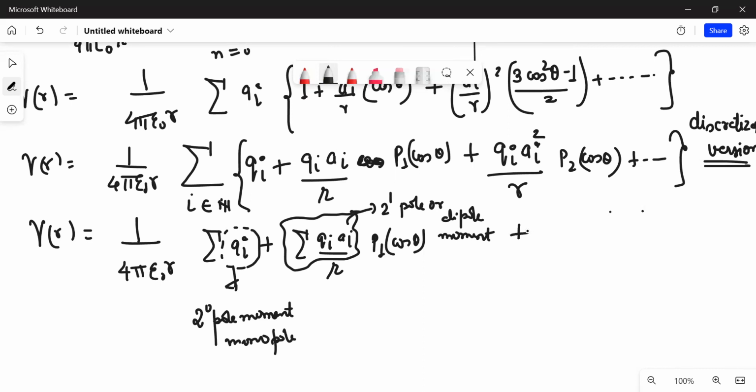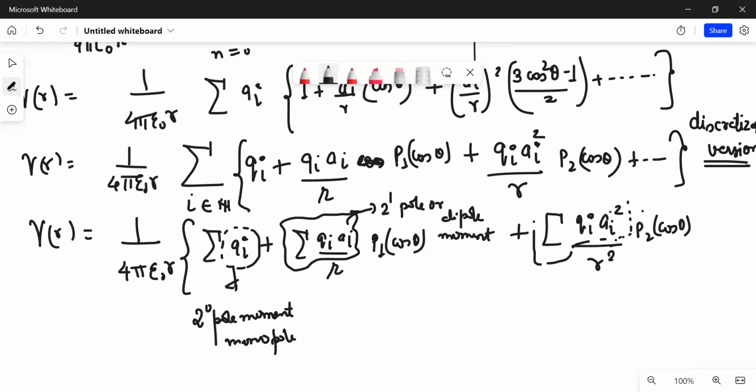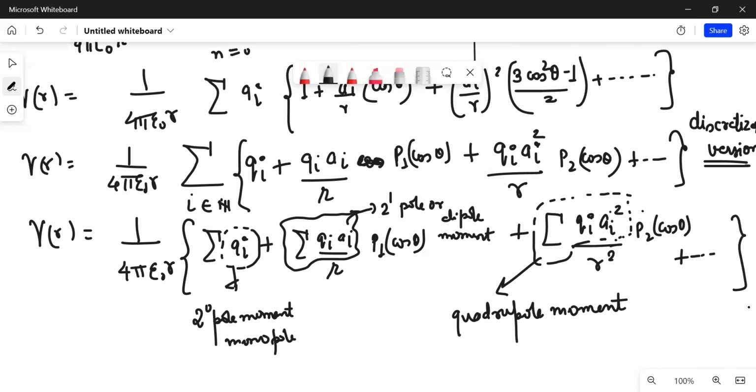And then you will have summation. This would be qi into ai का square, and then you will have divided by. अच्छा एक r square भी तो होना चाहिए यहाँ पे. This will be r square और एक r बाहर चली गई, ठीक है. This r square and this will be p2 cos theta, and this would be corresponding to quadrupole moment. Is that clear? This is corresponding to quadrupole moment, so on and so forth. Is that clear or not clear with that? ये चीज समझ में आई है?